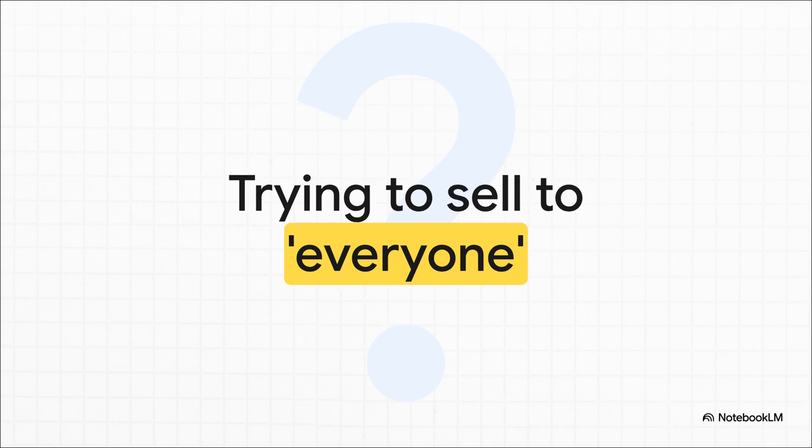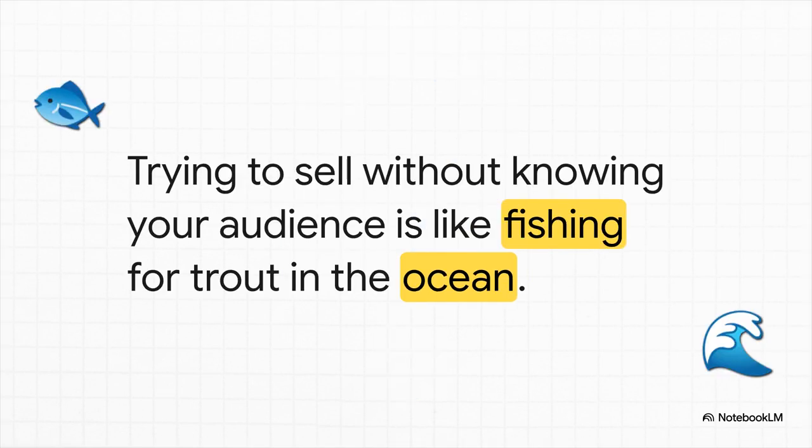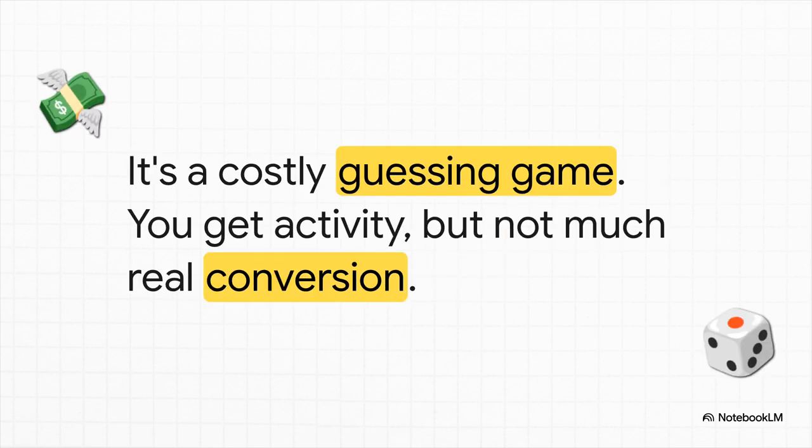Have you ever caught yourself saying your product is for everyone? It's such a common trap to fall into. But honestly, it's probably the #1 reason why so many marketing campaigns just don't land. Because trying to sell to everyone is a little like packing up your gear to go fish for trout in the middle of the ocean. It just doesn't make sense, right? You're going to waste a ton of time, a ton of bait, and you'll be lucky to get even a nibble.